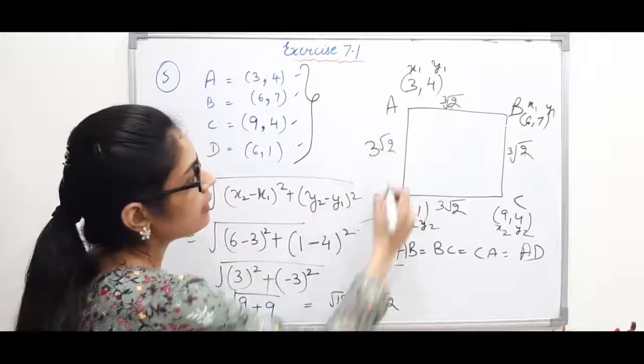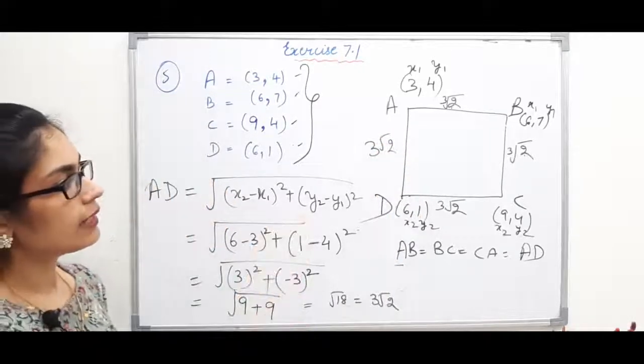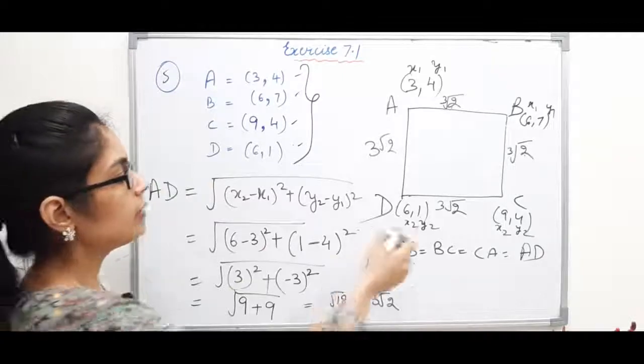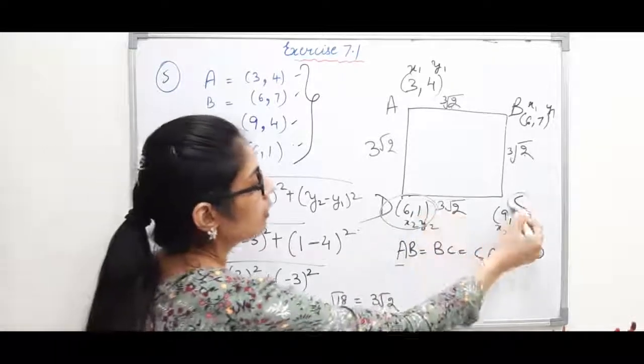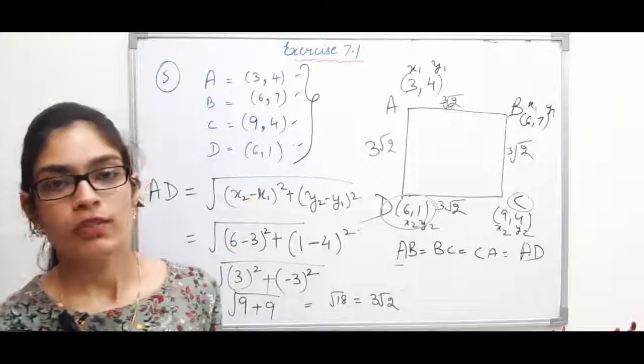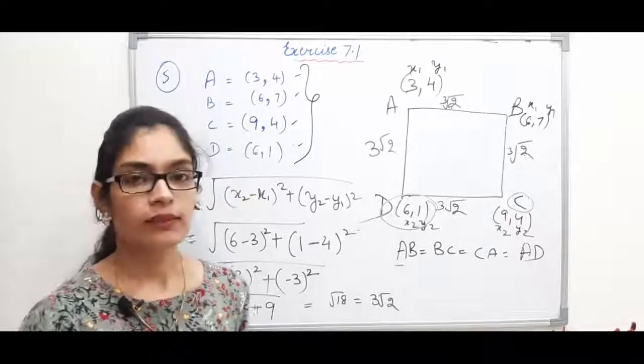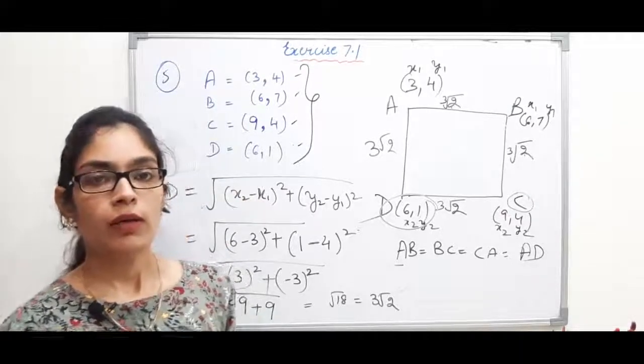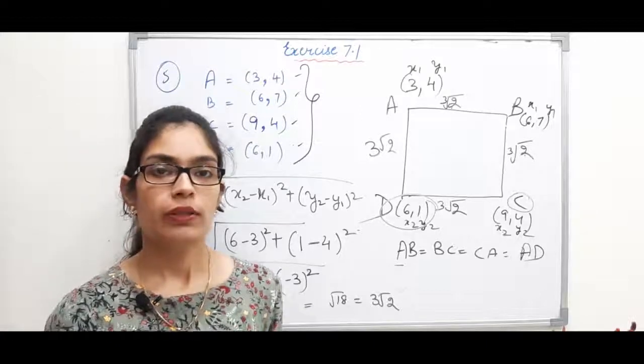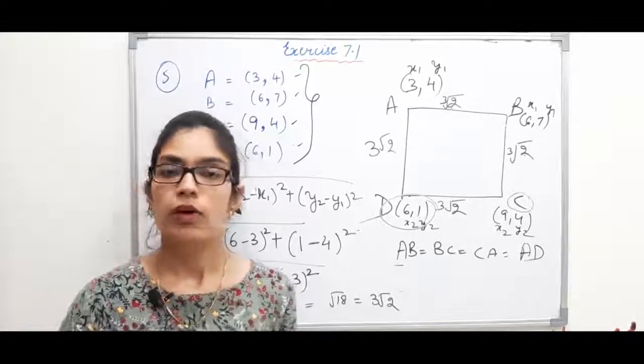So now you can see all the sides are equal, which means these vertices are the vertices of a square, because in a square all the sides are equal. Now in the next video I will continue with the next 5 questions of this exercise.